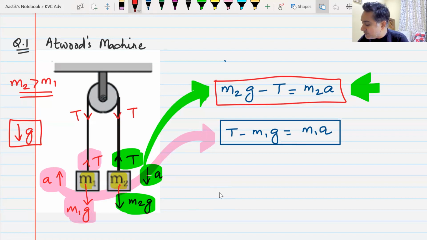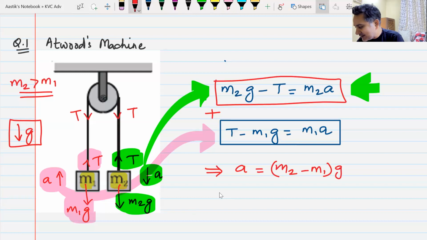Yes, sir. Now you can simply add the two equations. If you add the two equations, T will get cancelled and straight away you will get the value of a. I will just write the value of a. The rest I will leave to you. Find it out, write it. It will come as m2 minus m1 into g upon m1 plus m2.